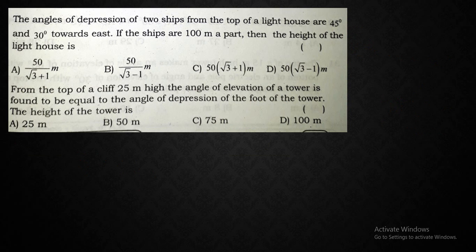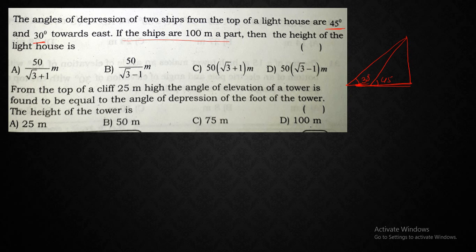Okay, next moving on to one more question. The angles of depression of two ships from the top of a lighthouse are 45 degrees and 30 degrees respectively. This is the lighthouse, and the ships are towards the east. That means both are on the same side of the lighthouse. The angles are 45 degrees and 30 degrees, so 45 will be nearer to the lighthouse and 30 will be somewhat far.